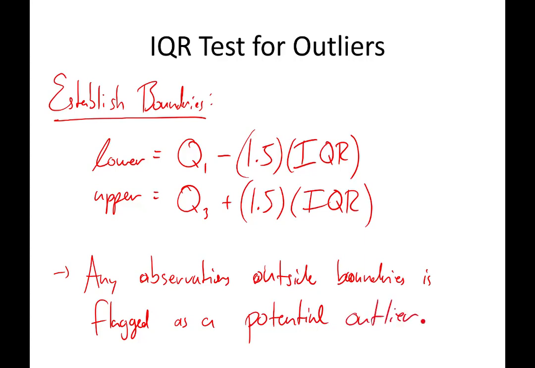So basically you get a lower bound and you say anything lower than that I'm going to take a look at because it looks suspicious. You get an upper bound, anything above that I'm going to take a look at because it looks kind of suspicious.